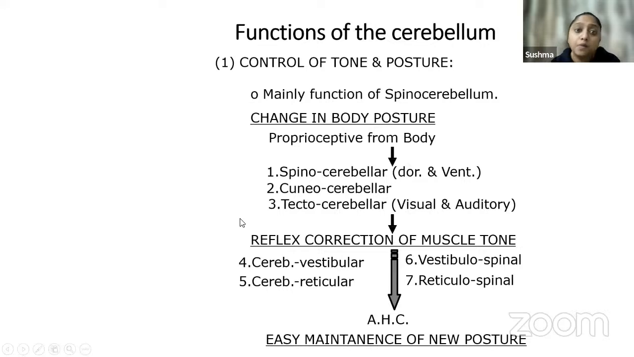As I said, number one, control of tone and posture. So the cerebellum is that guy which tells the cerebrum whether or not the tone and posture is right. The cerebellum as such cannot make any decision, but the cerebellum can actually tell the cerebrum whether this particular movement is safe or not, whether this particular movement affects the tone and posture in any ways. Okay, so that is the function of the cerebellum, to give this input.